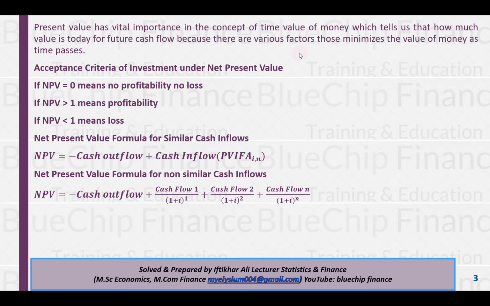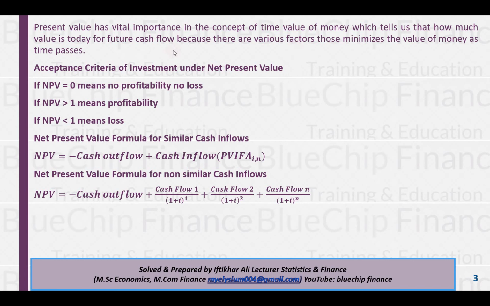You will use the present value interest factor of annuity while calculating net present value. And if your future cash inflows are not similar, then you will use the present value interest factor.